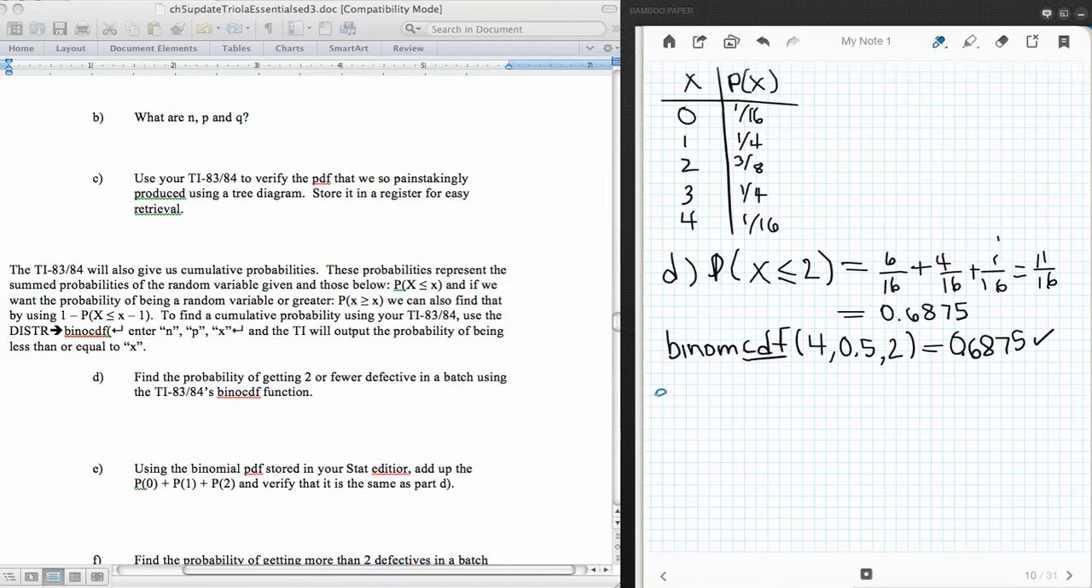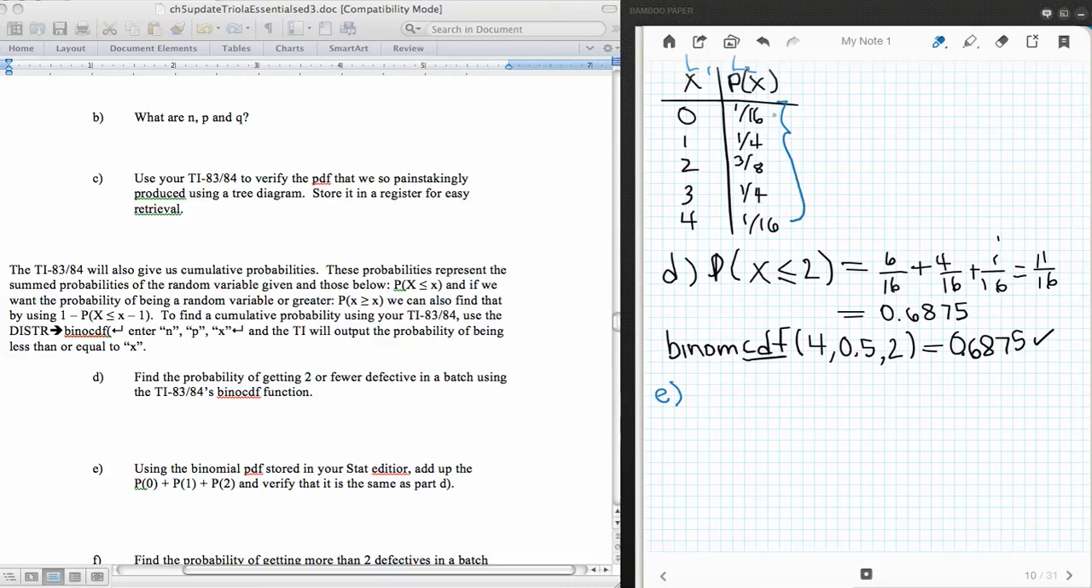My next question, part E, says using the binomial stored in your stats editor, add up the P of zeros, P of ones, P of twos. So I can also show you how to use your calculator to get these numbers in the data register.